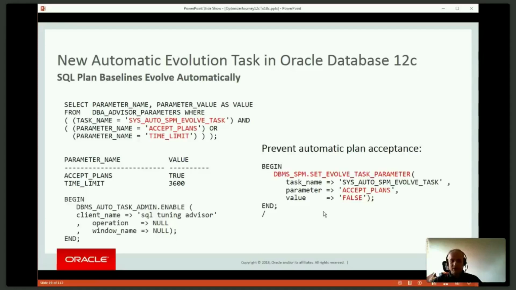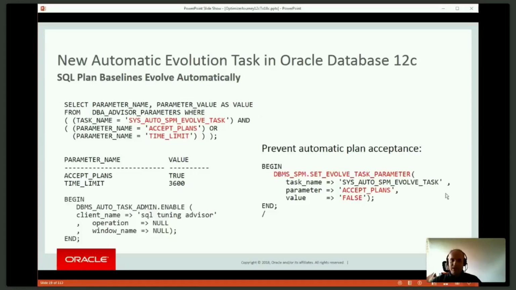What some DBAs would see, if they used it in that fashion prior to 12c, is that when they upgraded to 12c, all of a sudden they were getting these evolved SQL Plan baselines, which initially was confusing. Where are they coming from? So be aware that this task exists.